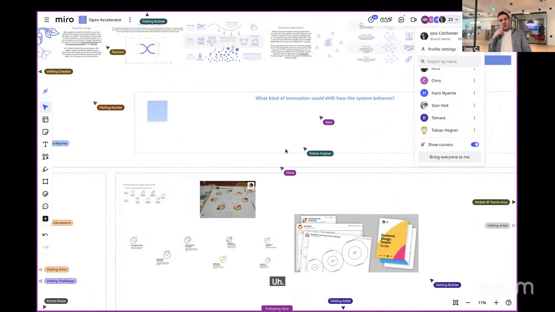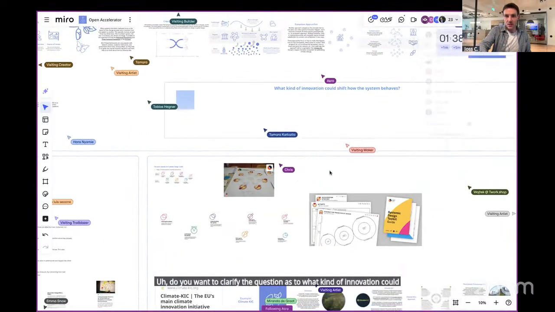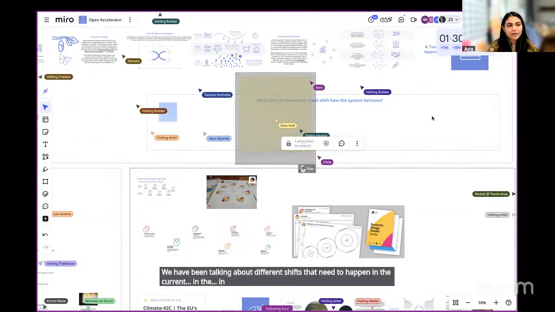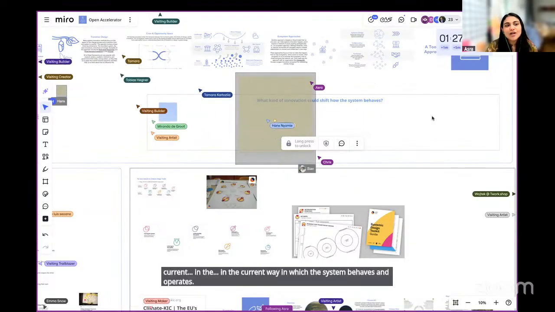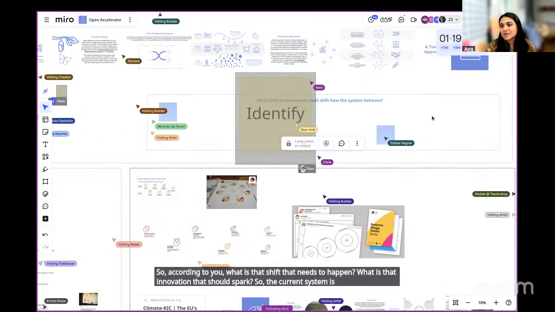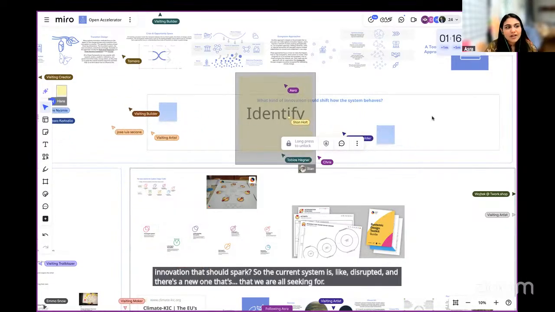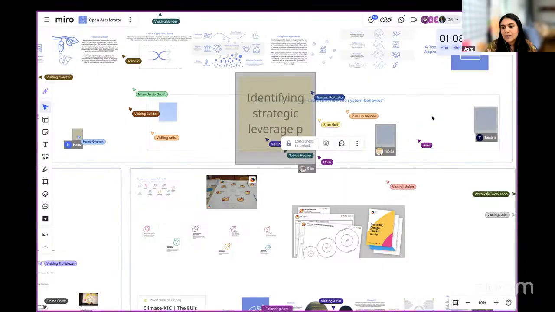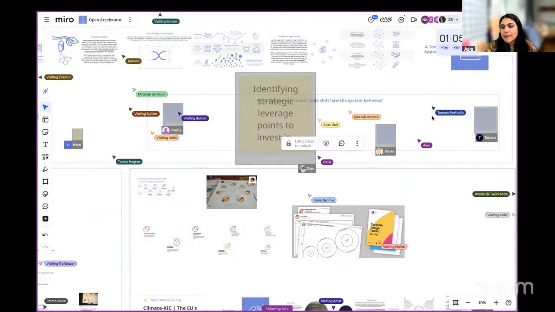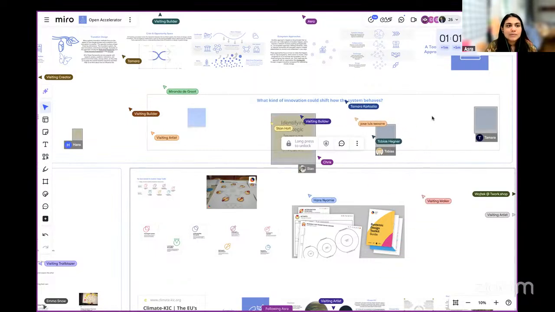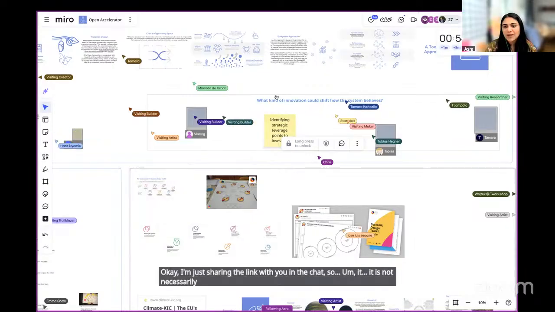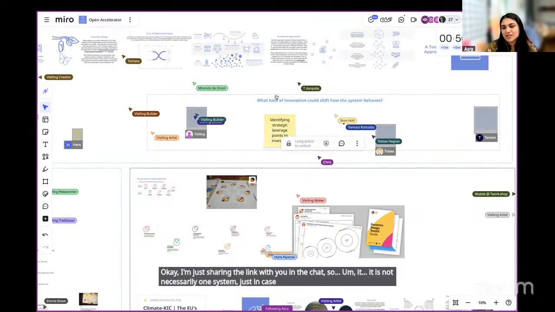Do you want to clarify the question, Azra? What kind of innovation could shift how a system behaves? We have been talking about different shifts that need to happen in the current way in which the system behaves and operates. So according to you, what is that shift that needs to happen? What is that innovation that should spark? So the current system is disrupted and there's a new one that we are all seeking. Okay, I'm just sharing the link with you in the chat. It is not necessarily one system, just any system of your choice.